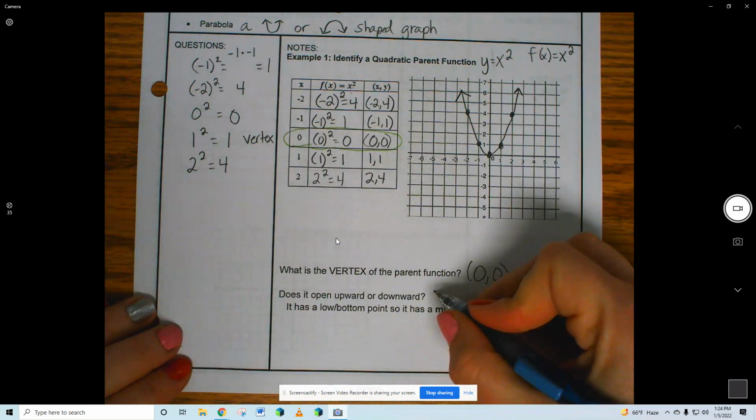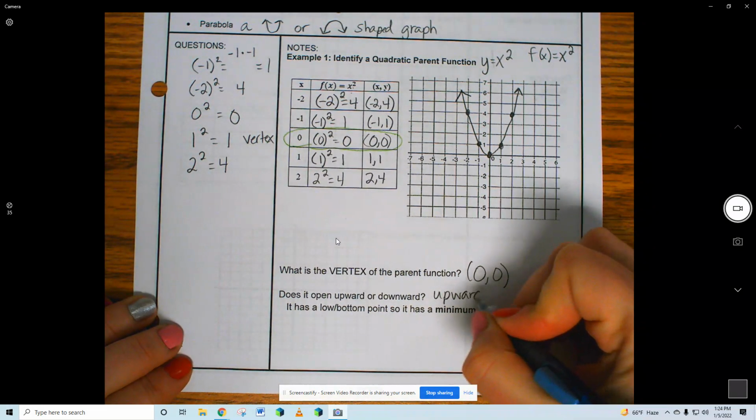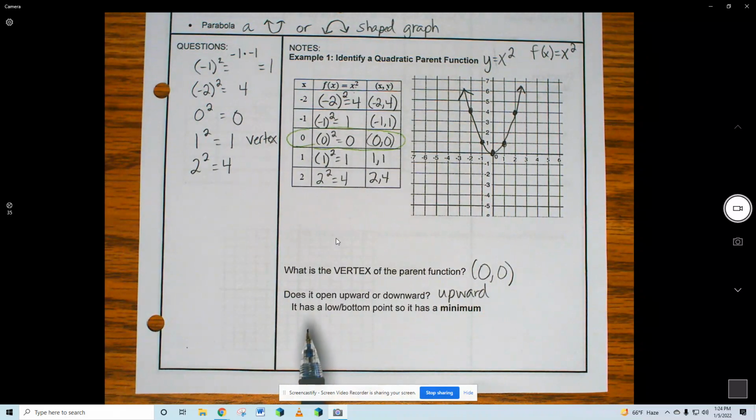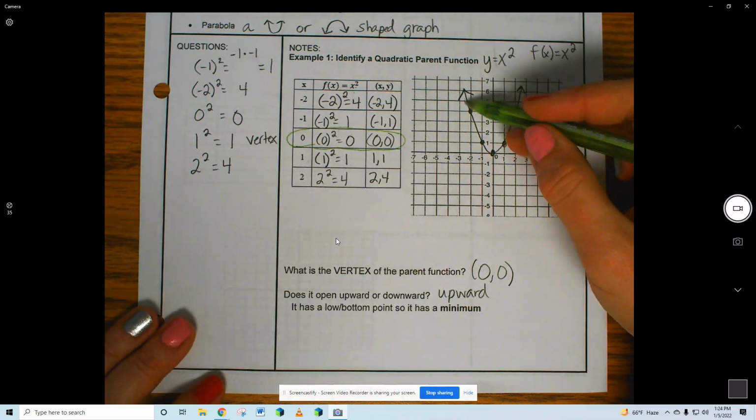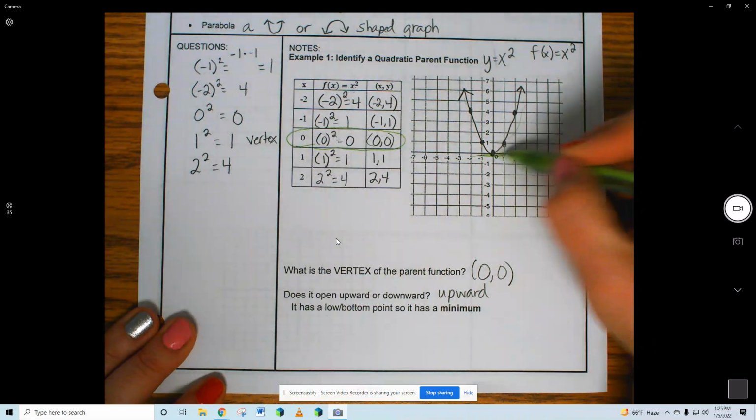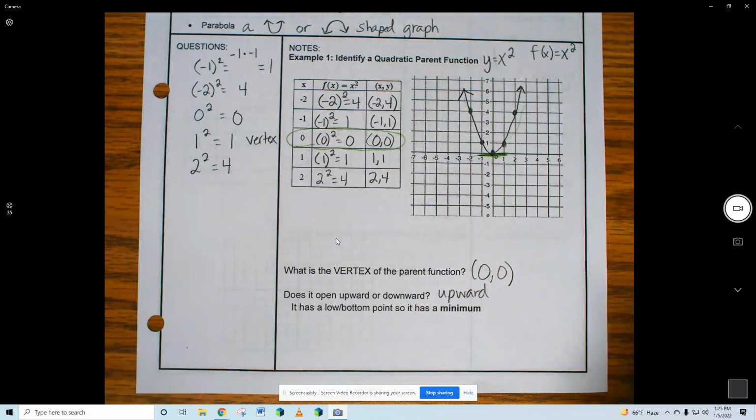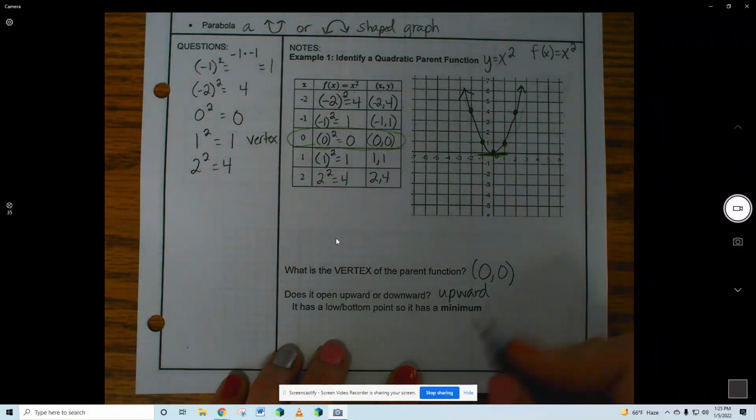Upward. Now, it has a lower bottom point. See how this bottom point, my parabola bottoms out right here? That means that it has a minimum, a low point. So this bottoms out right there. It has a low point. It's called a minimum. So this is going to be a minimum. I'll just underline the word minimum.